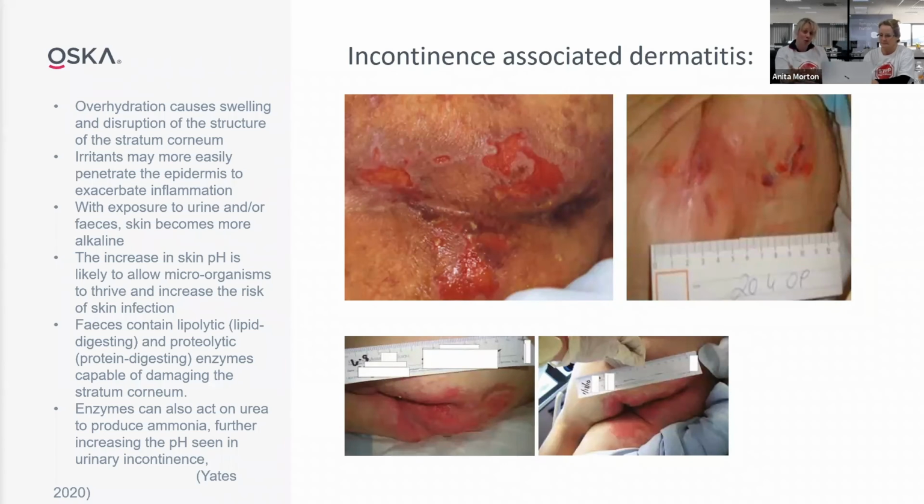So nothing too absorbent, because if it's too absorbent, it's going to take moisture from the skin if it's not absorbing urine, and that can dry the skin out. And if it's not absorbent enough, then it's going to leak and urine will sit against the skin that way.